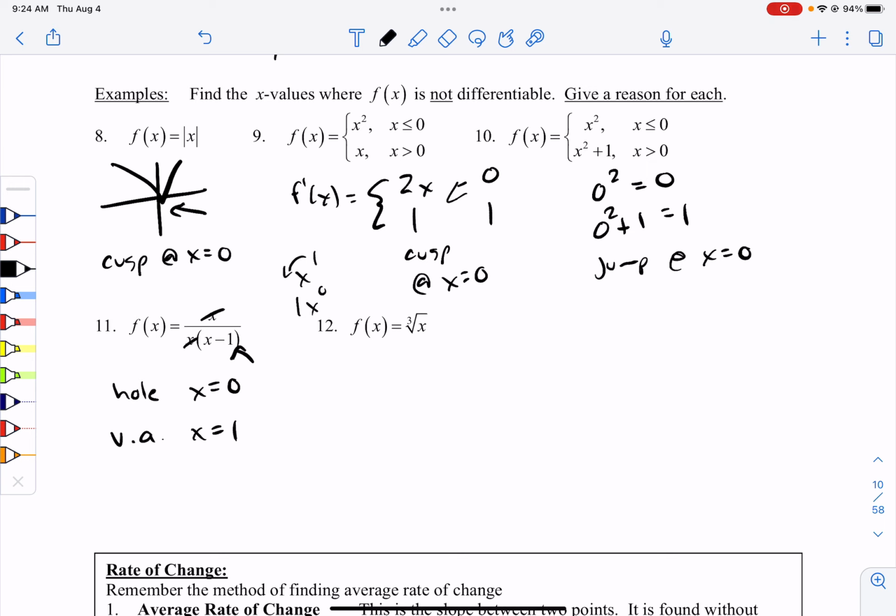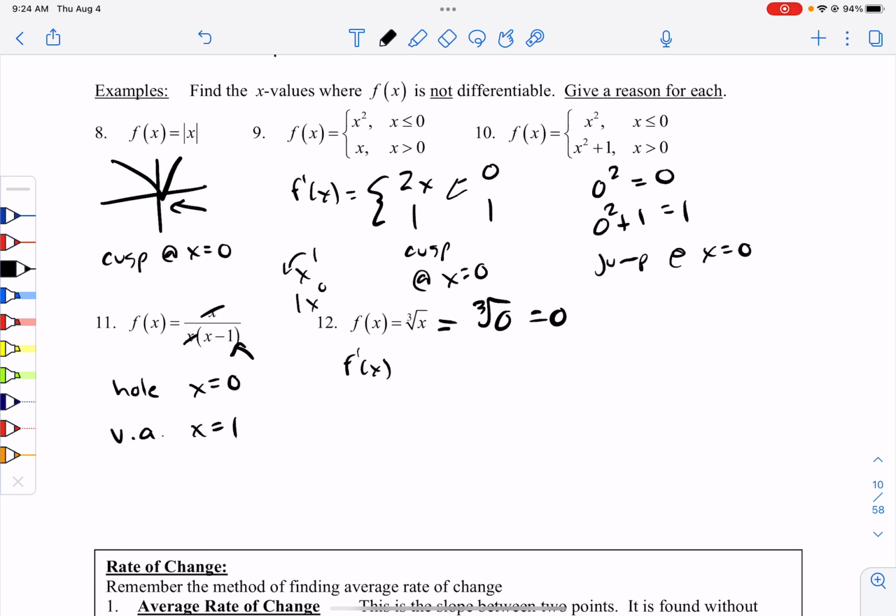The cube root of x, I can plug 0 in. The cube root of 0 is just 0. No big deal. There's nothing wrong with that. But look at what happens. If I take the derivative, well, sorry, first I've got to rewrite this. f of x equals x to the 1/3. If I take the derivative of that, I get 1/3 x to the negative 2/3, and that equals 1 over 3 cube roots of x squared. So there's my slope formula.